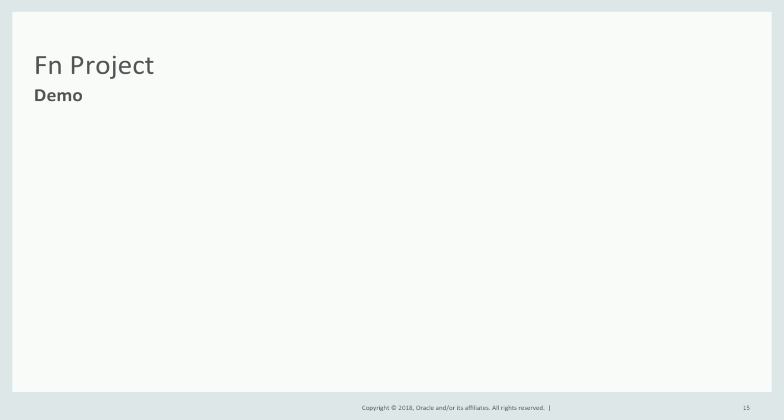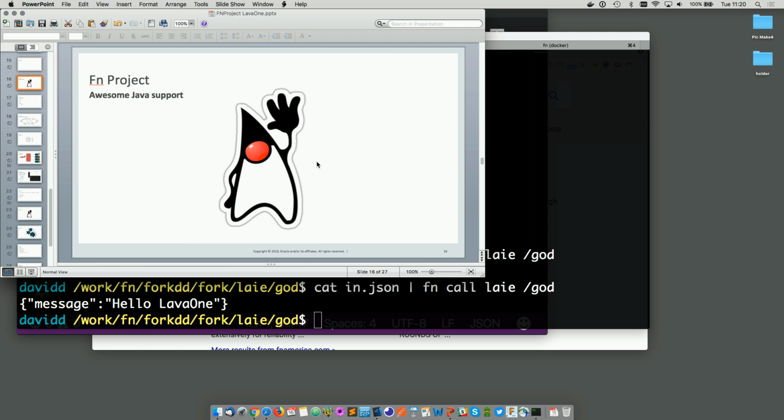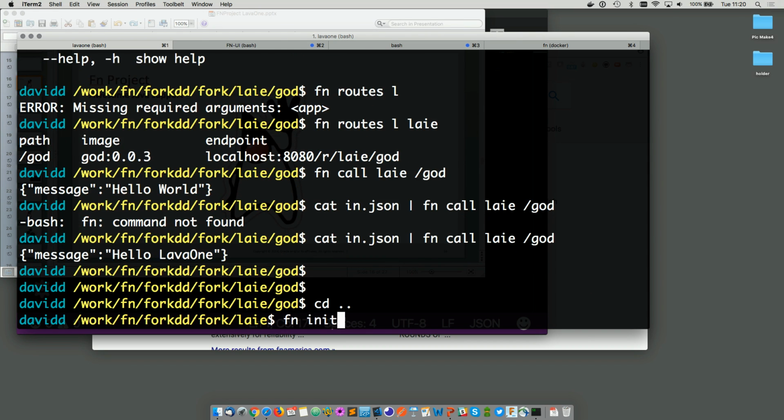And obviously, we have very good Java support. In fact, I think it's fair to say that Java is probably the easiest solution to write functions on top of FN today. But I'm biased. So we'll use Java, right? Let's create a Java function. So fn init, and let's call that Java function Duke, and we want to use the Java runtime.